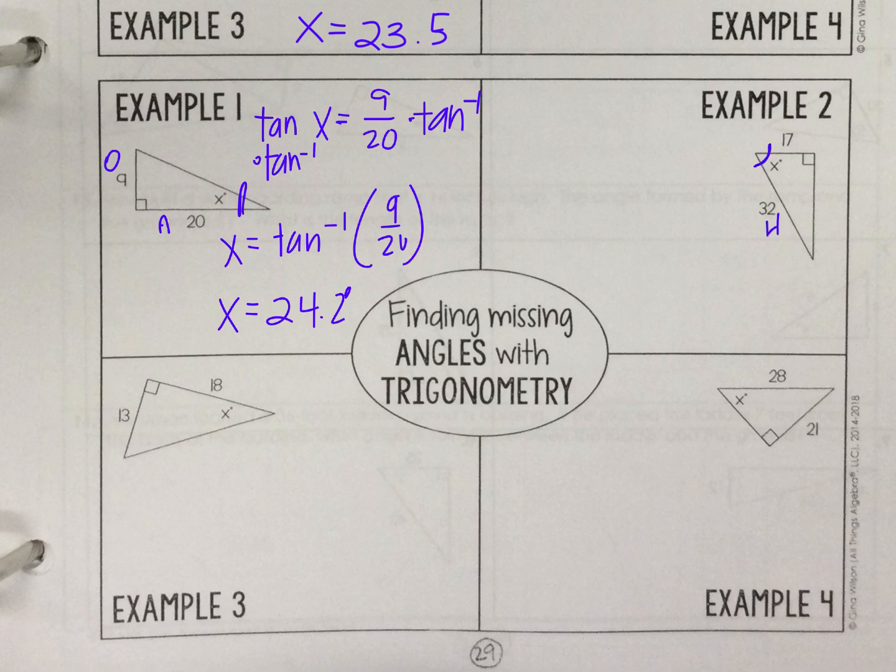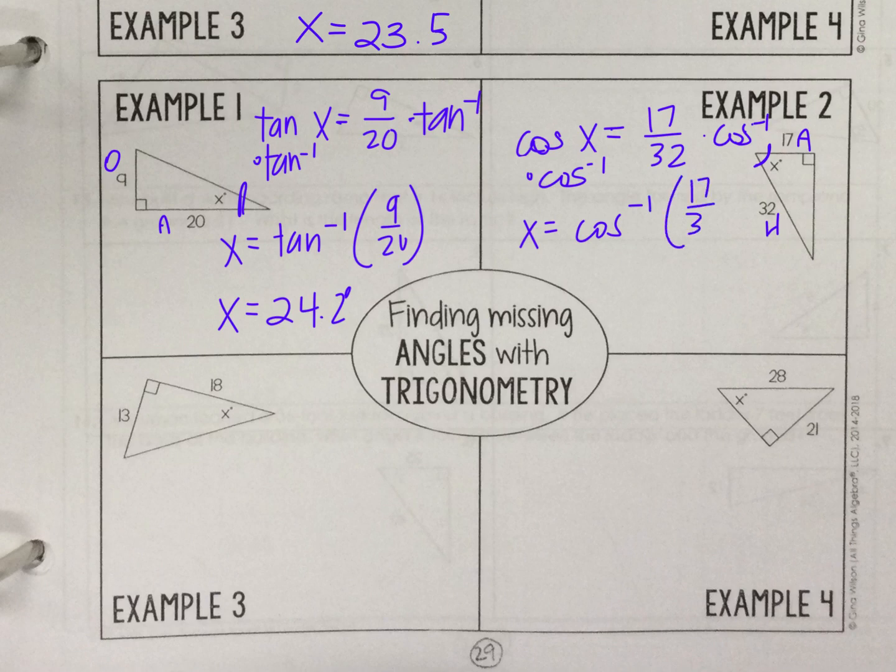All right, let's look at this one. I have a hypotenuse and an adjacent, so the cosine of x is going to equal adjacent over hypotenuse. Same thing. We just multiply by the inverse cosine. So in our calculators, we would type in x equals cosine to the -1 of 17/32, and that should give you 57.9 degrees.